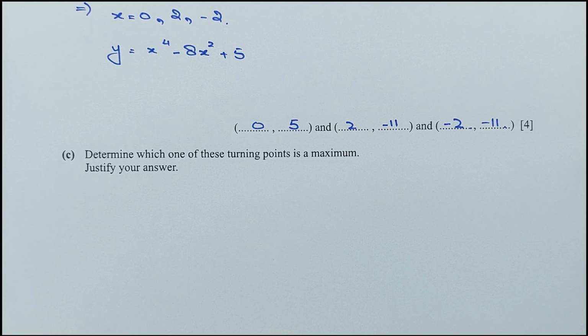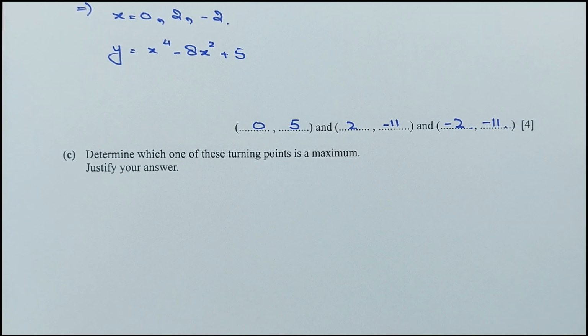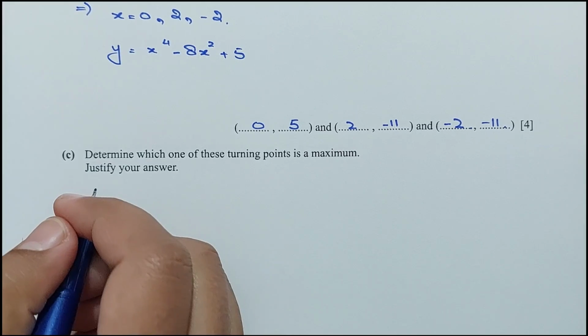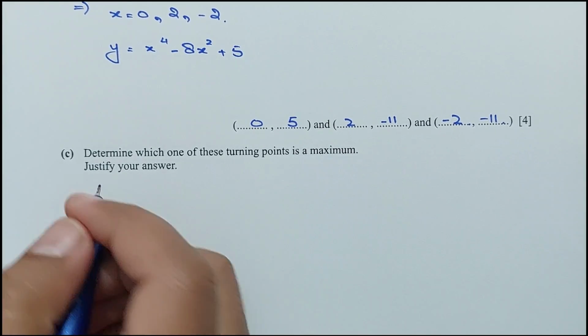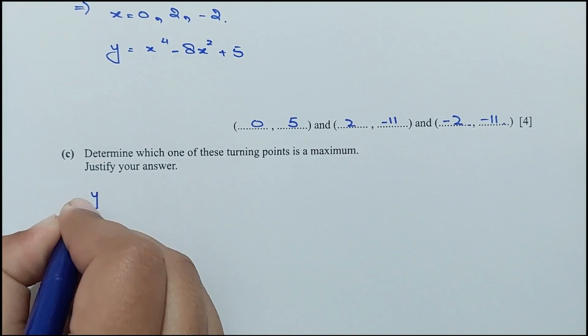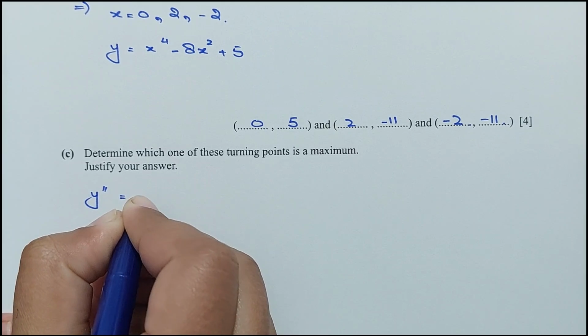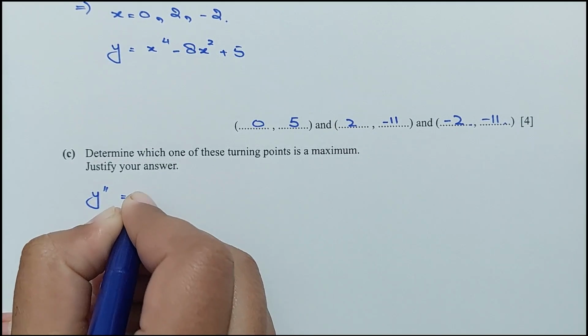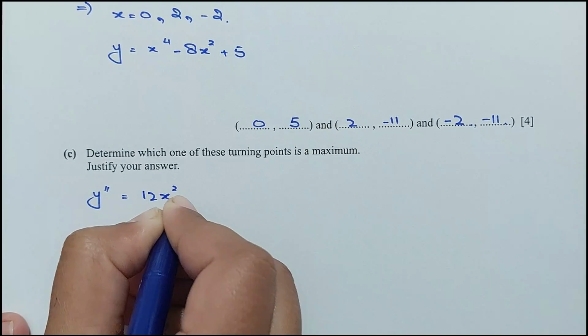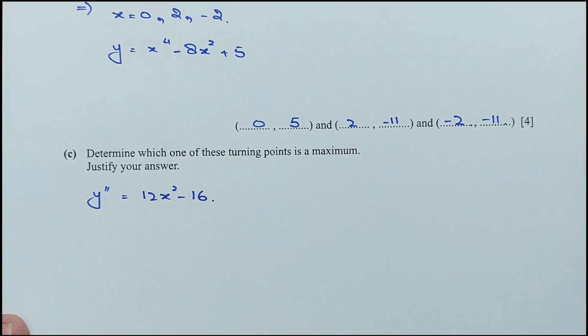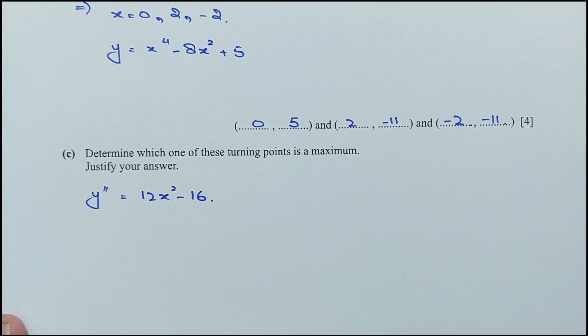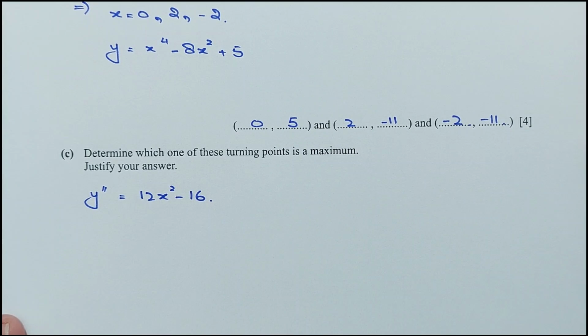Now for part C, determine which one of these turning points is a maximum. Justify your answer. To check whether the turning points are maximums or minimums, we have to find the second derivative, using the second derivative test. This should be 3 times 4, which is 12x squared minus 16. This is the second derivative. When the second derivative is positive at the turning point, it's a minimum, and when it is negative, it is a maximum.